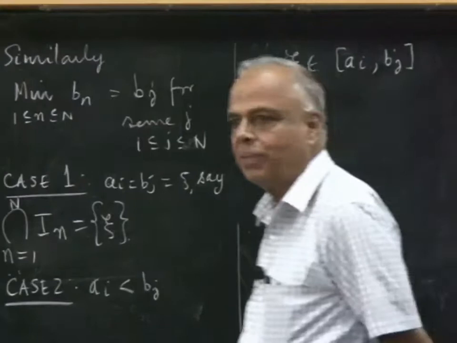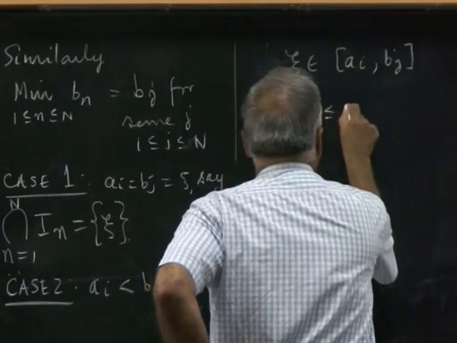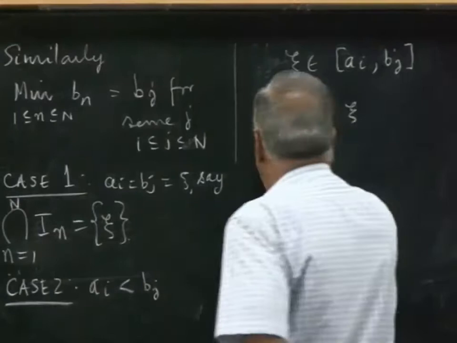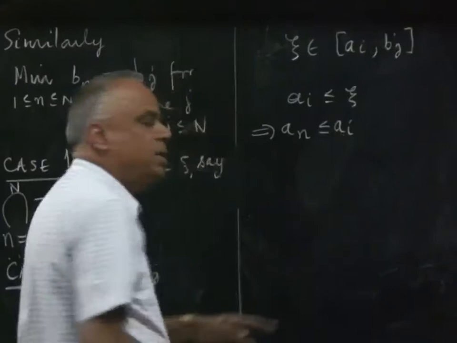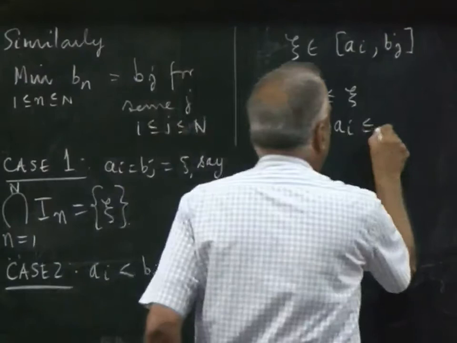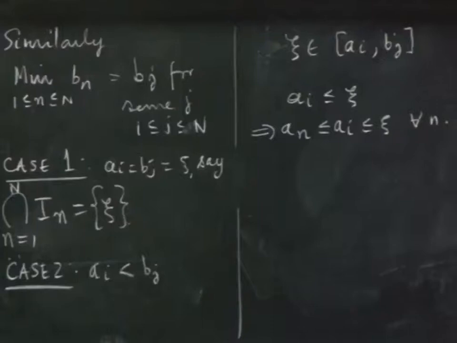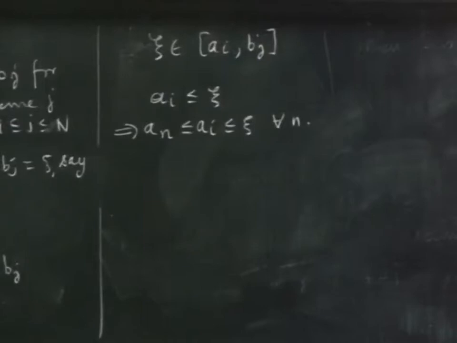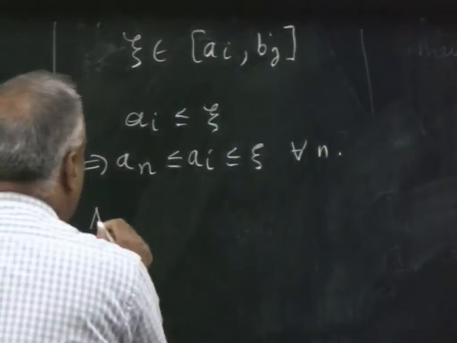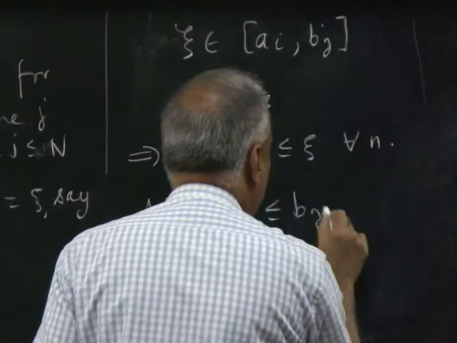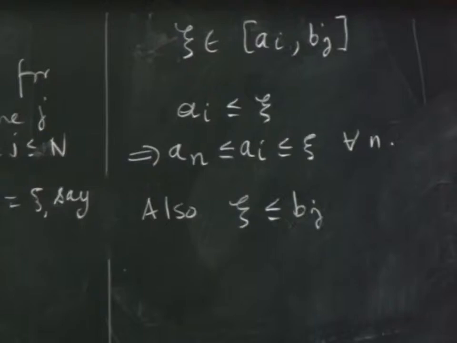What does that say? Ai is less than or equal to xi, right? And Ai is the maximum of all the left hand points, therefore An is less than or equal to Ai, which is less than or equal to xi for every n. The largest left hand point itself is less than or equal to xi, so any other left hand point must be less than or equal to xi. Also, xi is less than or equal to Bj, because xi belongs to Ai Bj. So xi is smaller than the smallest of all the B's, and then xi must be smaller than all the B's. So xi is less than or equal to Bn for every n.